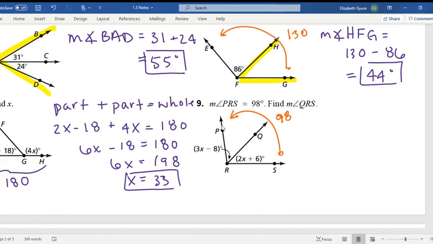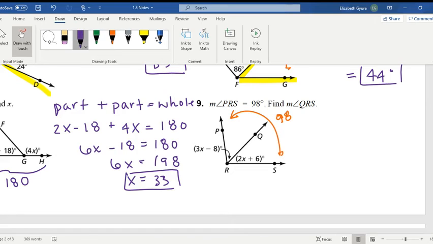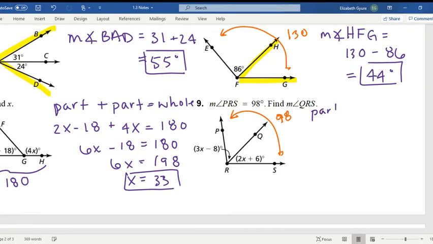And then we're told that angle PRQ is 3x minus 8, and angle QRS is 2x plus 6. So again, very tempting to set them equal to each other, but they're not marked as congruent. We don't know if we have an angle bisector. Nothing is telling us that they are congruent, so we cannot assume. But we do know the whole angle is 98. So this is going to be another part plus part equals whole problem.